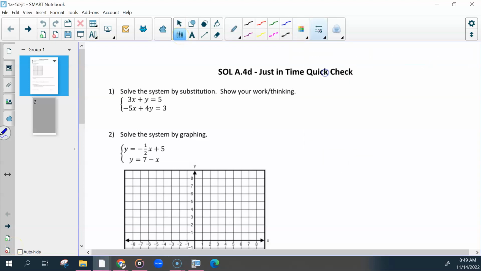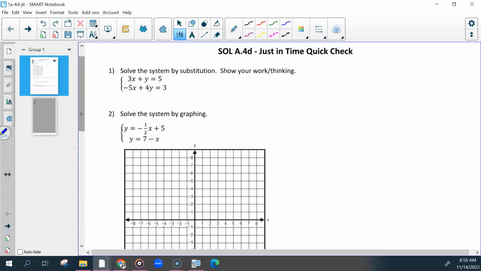This is kind of putting everything we've talked about all together at once when you take the quiz and test. It won't be all like that. This section just focuses on graphing. This section just focuses on substitution, elimination, and then word problems.